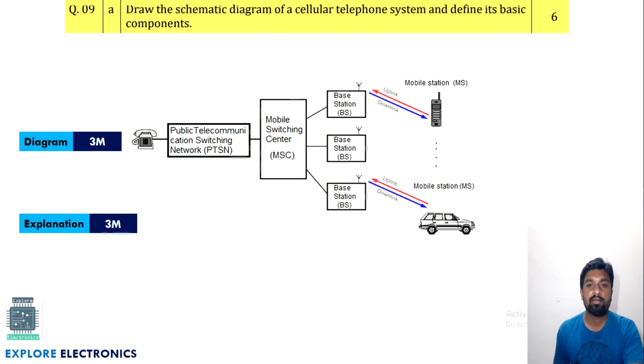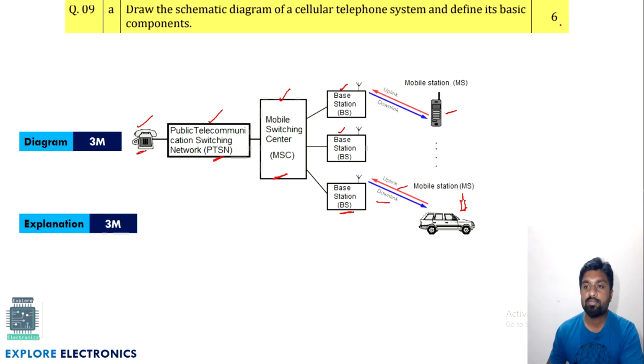Then, draw the schematic diagram of a cellular telephone system and define its basic components. In a cellular telephone system, we will be having a connected telephone, meaning a wired telephone, and then PSTN, MSC, then base station BS, and the mobile station finally. This is also indicating a car, it is also a mobile phone. Here we need to write uplink and downlink. What is the base station, what is MSC, what is PSTN, what is this telephone.